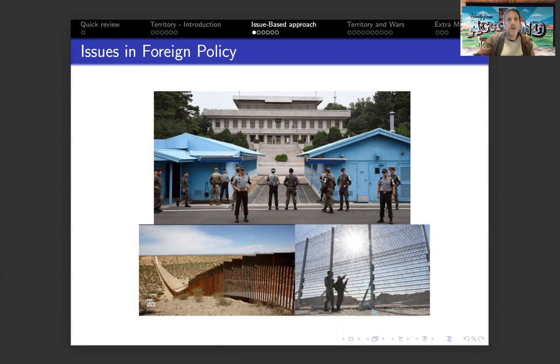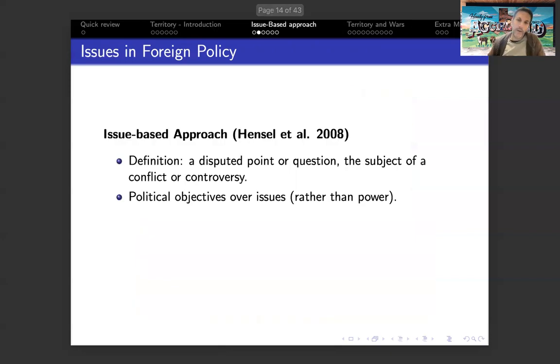address them. Okay, so when we talk about this territoriality aspect, I want to move the discussion to what's called an issue-based approach, in which territory represents a major issue that affects the outcome for our discussion, that is the probability of going into conflict. And that's based on the work by Hensel and his associates. They promote an issue-based approach to foreign policy.